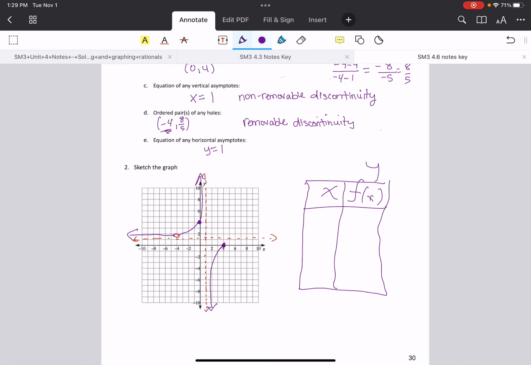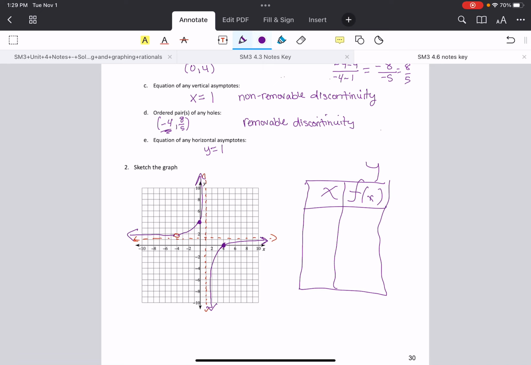Yeah, we can do the domain. To there. Yeah? So that's a lot easier than doing the table, right? Okay, there's another way too.